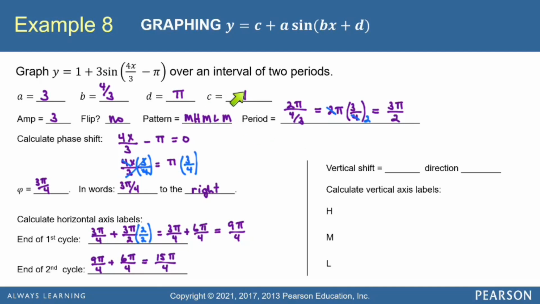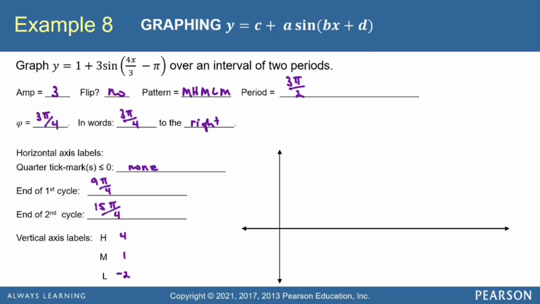Now for vertical shift, we know that C was 1. So that's going to be everything translated 1 in the up direction. Without the vertical shift, just thinking about the amplitude, the high, middle, low would have been 3, 0, negative 3. But if we move everything up 1 unit, the new high will be 3 plus 1, which is 4. The new middle will be 0 plus 1, which is 1. And the new low will be negative 3 plus 1, which is negative 2. Okay, now let me take all of that information to the second slide, and we're ready to start graphing.